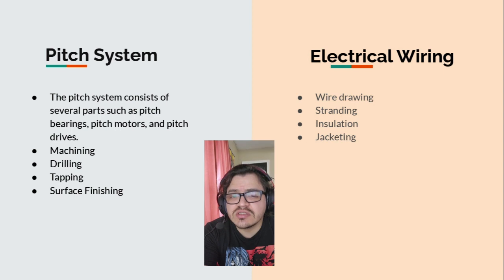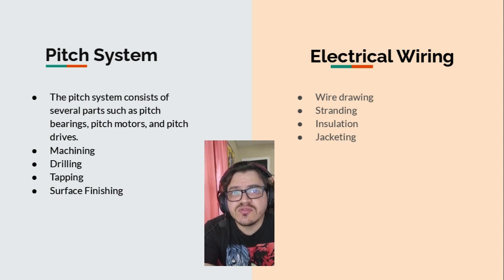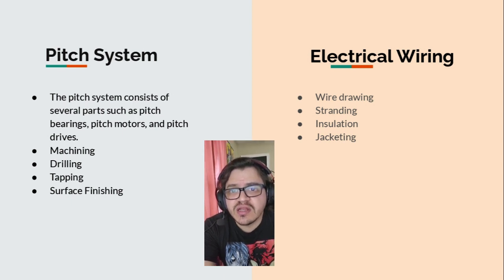In regards to production methods, the pitch system consists of several parts such as pitch bearings, pitch motors, and pitch drivers. The primary production method for manufacturing this part is typically machining. There's also some drilling involved as well as tapping. At the very end, they go through surface finishing. This will help resist corrosion as well as make it more physically appealing.